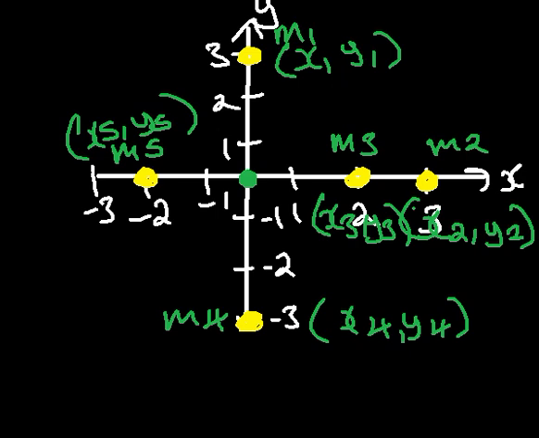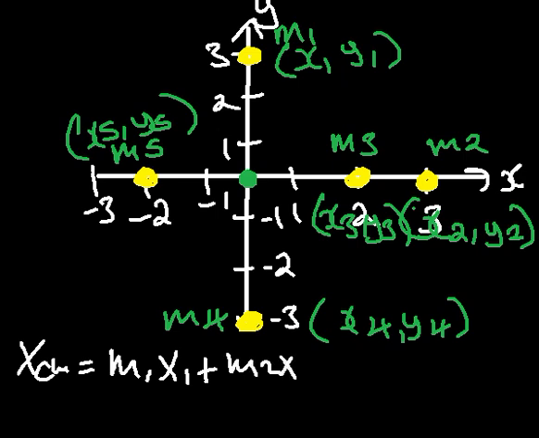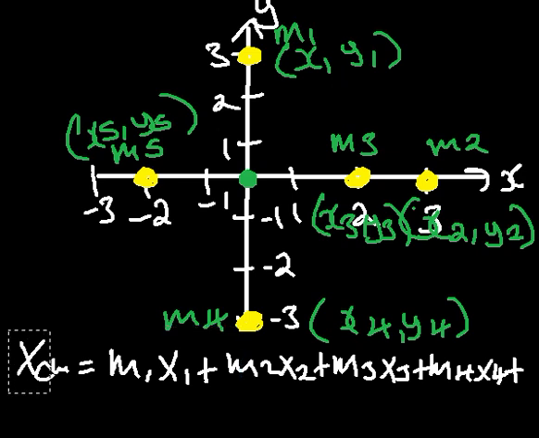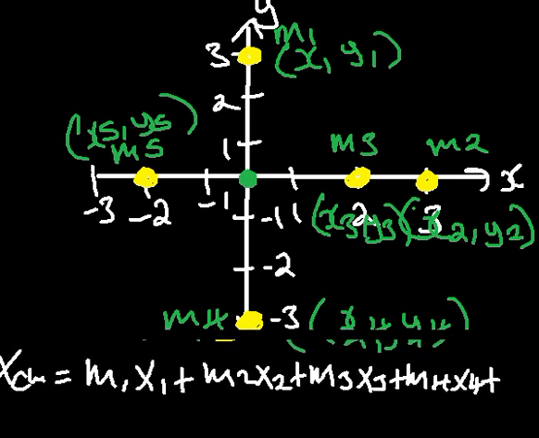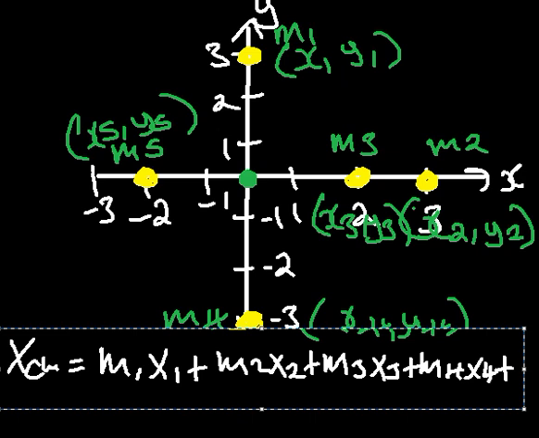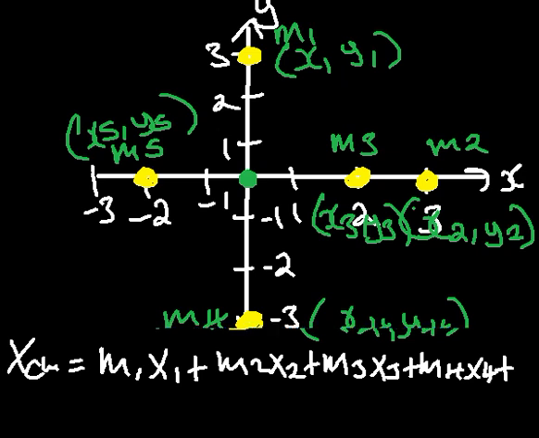Now let's say this is the case. So we'll have xcm, that will be given as mass 1 times x1 plus mass 2 times x2 plus mass 3 times x3 plus mass 4 times x4 and also plus mass 5 times, let's say, x5 at that point. Then we'll divide by the total mass.